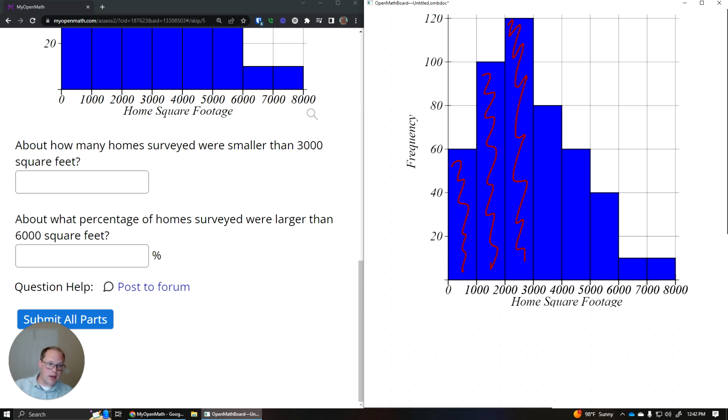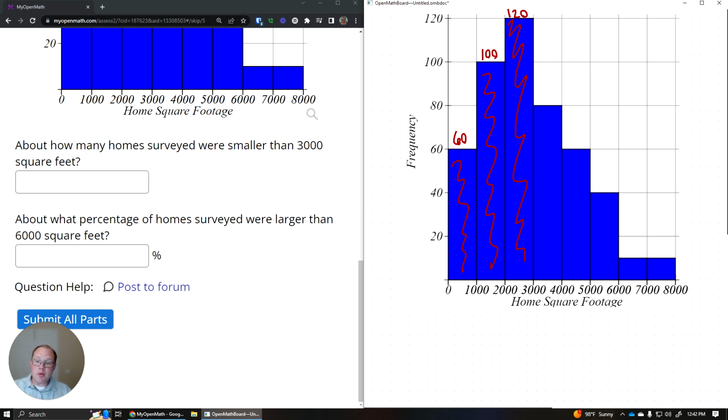We can see from the graph, let's start with this bar. In this bar, there are 60 homes between 0 and 1,000. If we look at the second bar, between 1,000 and 2,000, there are 100 homes. And if we look at the third bar, between 2,000 and 3,000, there are 120 homes.